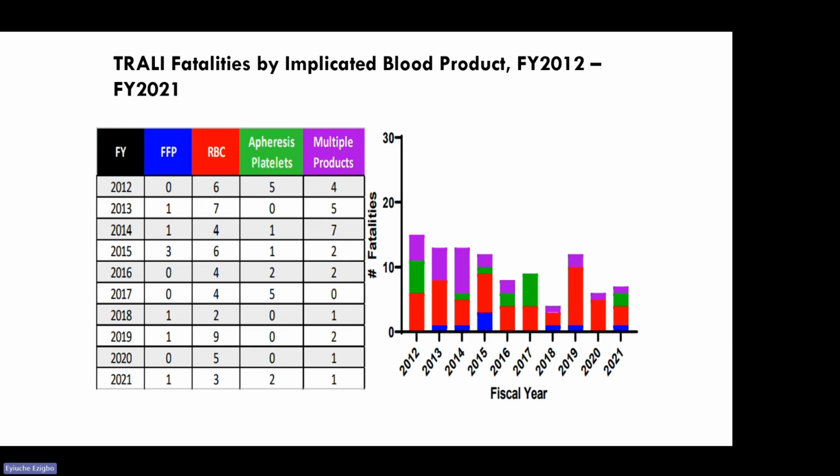These are some of the mortality, fatalities by implicated product for TRALI. As at 2021, all the blood products, FFP, red blood cells, apheresis platelets, multiple products. FFP, that is fresh frozen plasma, is still implicated in TRALI.